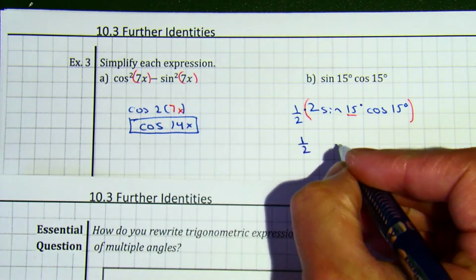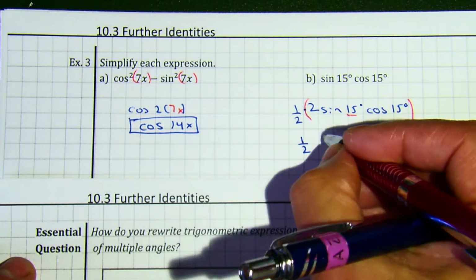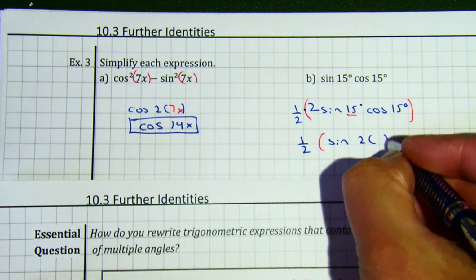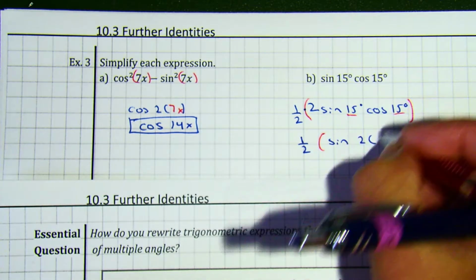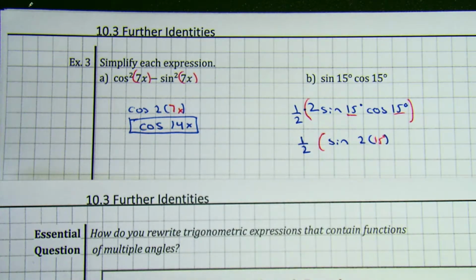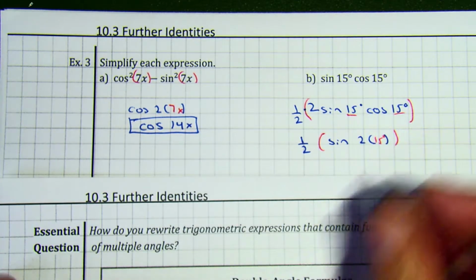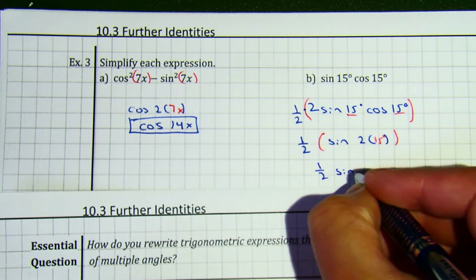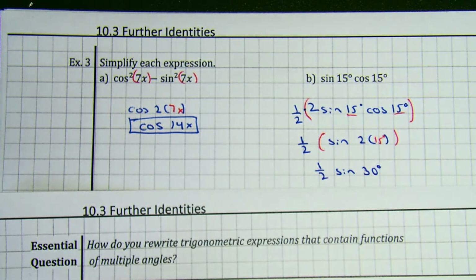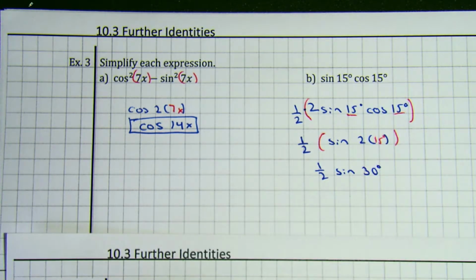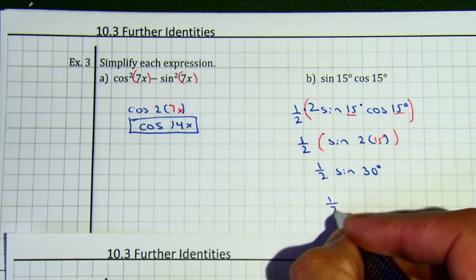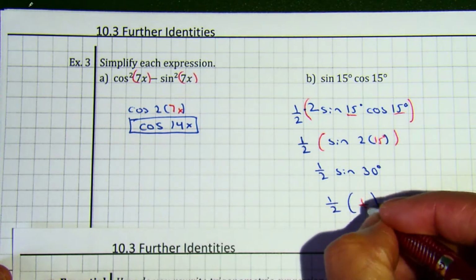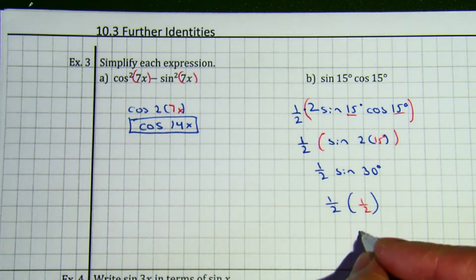1/2. And this section is equal to the sine of 2u, where the value of u is 15 degrees. So therefore, 2 times 15 is 30. So we have 1/2 the sine of 30 degrees. And at this point in the class, you know that the sine of 30 is correct. It's 1/2. And 1/2 times 1/2 is 1/4.